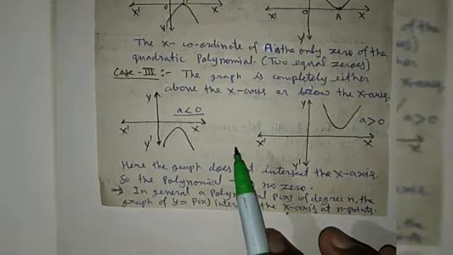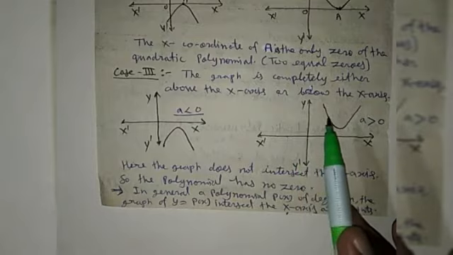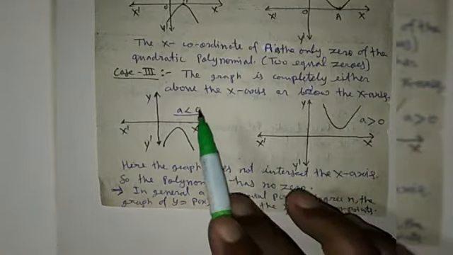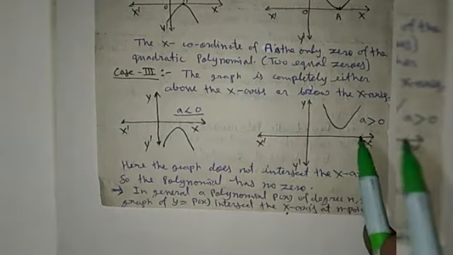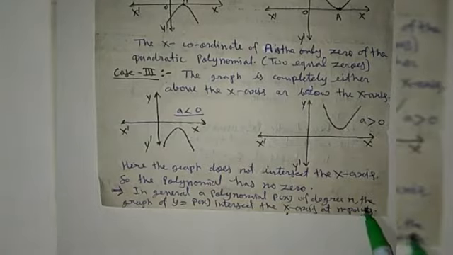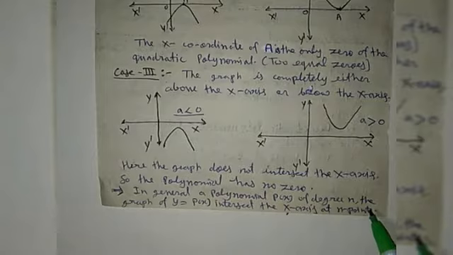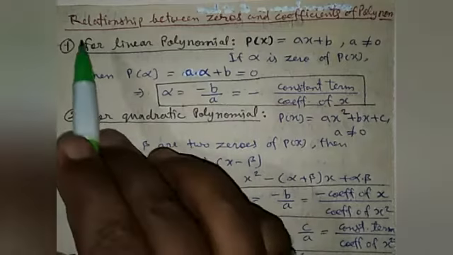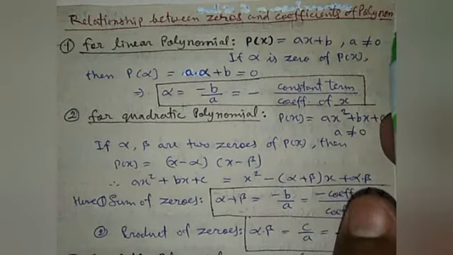So in case of a quadratic polynomial, it has two distinct zeros, or it can have two equal zeros, or it may have no zero. So in general, for a polynomial p(x) of degree n, the graph of y equal to p(x) intersects the x-axis at n distinct points. So a polynomial of degree n has n zeros. Now we will see the relationship between zeros and coefficients of a polynomial.